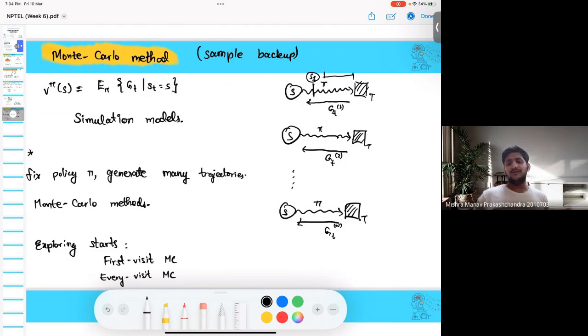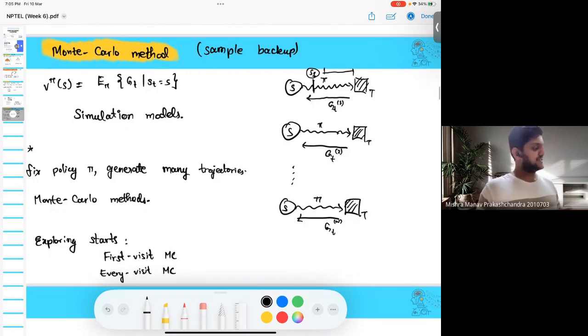Okay. Now, in most cases, and for the purpose of this course, we will typically be dealing with first visit MC only. There are certain advantages that every visit MC has over first visit MC, but eventually both of them converge to the same policy and the same value function. Okay, so for this purpose, we'll stick with first visit MC.